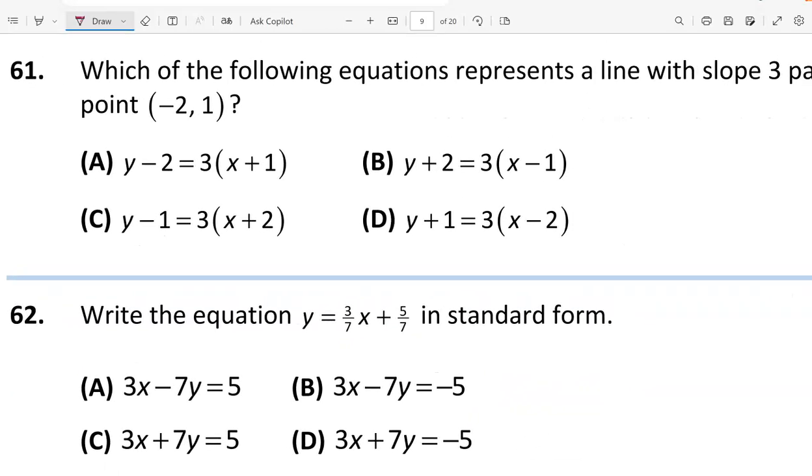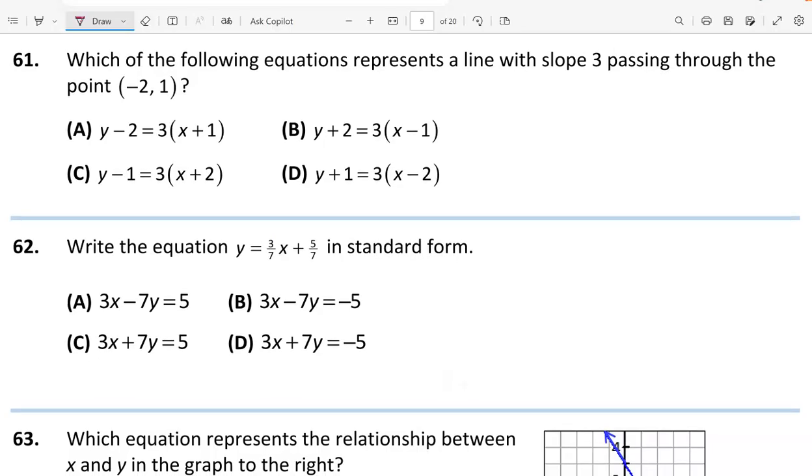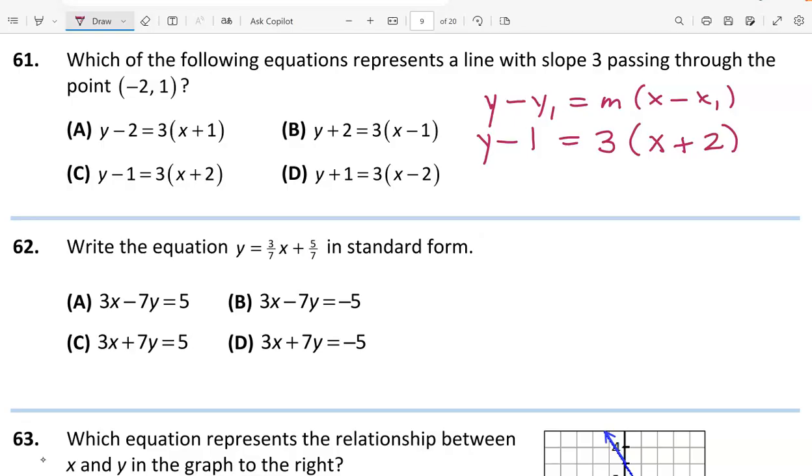For number 61, we are looking for the equation of a line with slope passing through the point negative 2 comma 1. We're going to use the point-slope form of the equation of a line here. So y minus y1 is equal to m times x minus x1. y1 is the y value of the point, m is the slope, and x1 is the x value of the point, and x minus negative 2 is the same as x plus 2. So y minus 1 is equal to 3 times x plus 2.